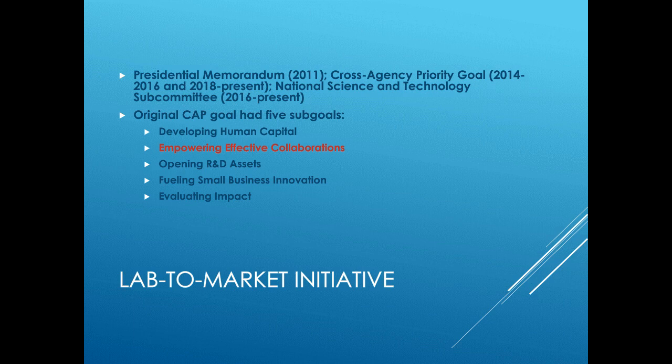Opening R&D assets, which is probably the most visible of the five sub-goals because this was the sub-goal that led to the development of FLC Business 2.0. Fueling small business innovation, which was led by SBA to improve the SBIR program. And evaluating impact, which focused on both tech transfer metrics as well as impact analysis of federal technology transfer. So the regulatory activities that took place under Lab to Market, both on Bayh-Dole and also on personnel exchanges, which I'll mention on the next slide, were both housed under the Empowering Effective Collaboration sub-goal that focused on these and best practices.